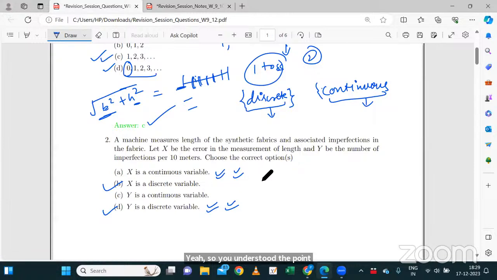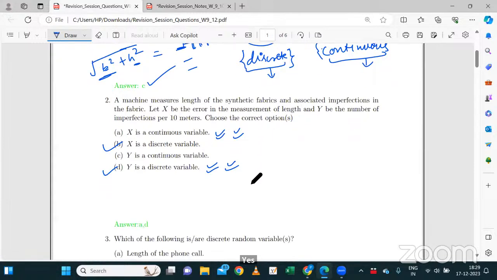Now the same thing you can see here. In this case, A and D are correct. Who told me A and D?